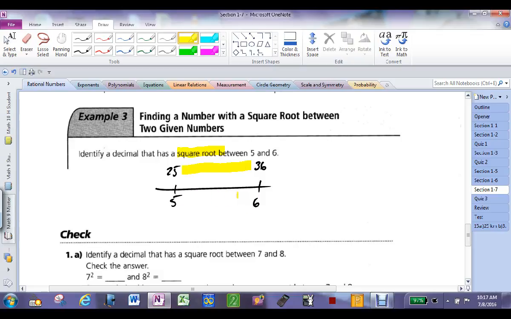You could check on your calculator if you didn't believe me, but you don't need to, because you guys already know this, don't you? The square root of 36 is 6, the square root of 25 is 5. So every number in between there must have a square root between 5 and 6. Now, notice the question. Did I ask you for an exact number? No, you just have to choose any one of them.